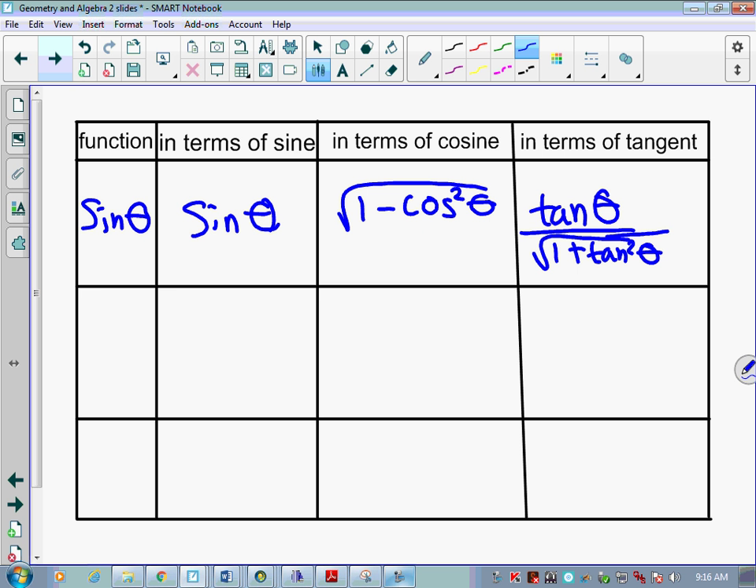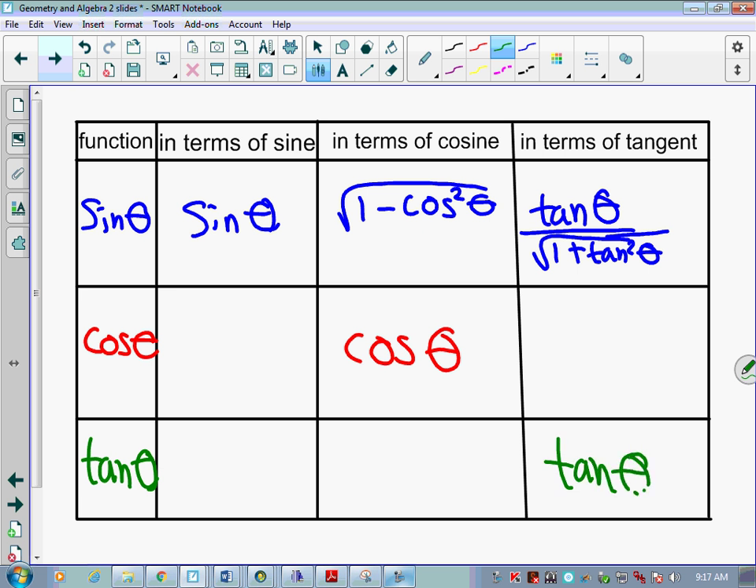All right. Let's go down the chart a little bit to cosine theta. Now the easiest thing to fill in is cosine in terms of cosine theta. Nailed it. So let's fill that in right there. Cosine theta equals cosine theta, and just getting as much of this in as we can, tangent theta is going to be tangent theta, right? Those are fairly easy.